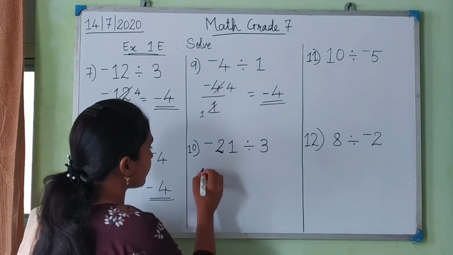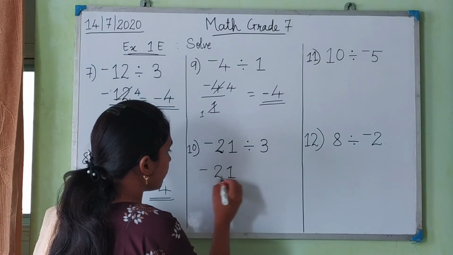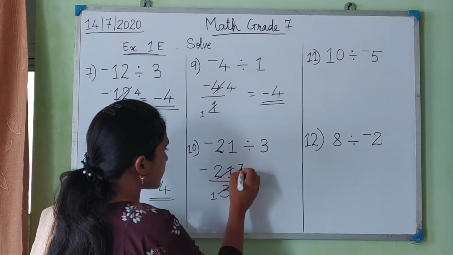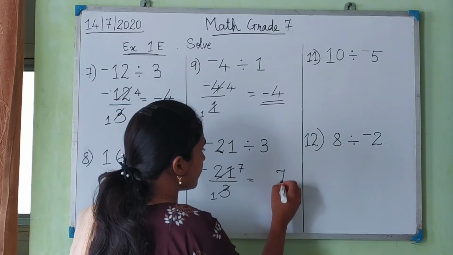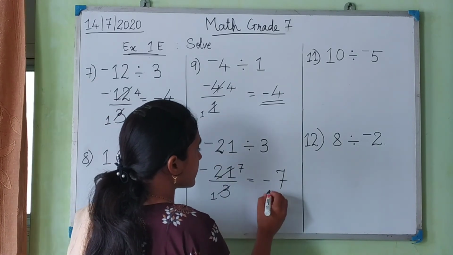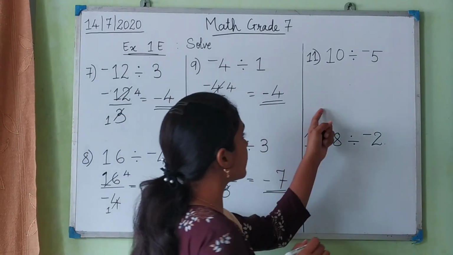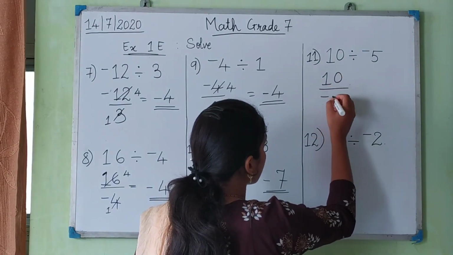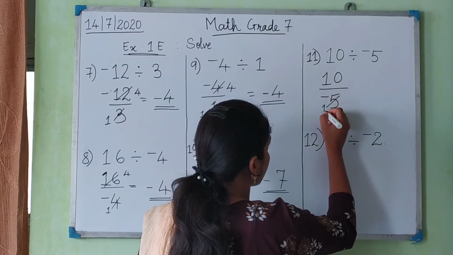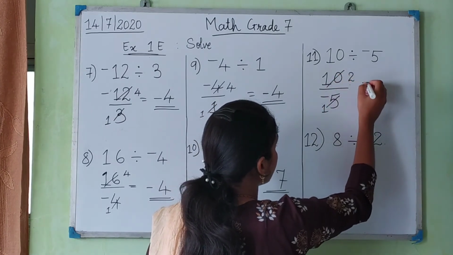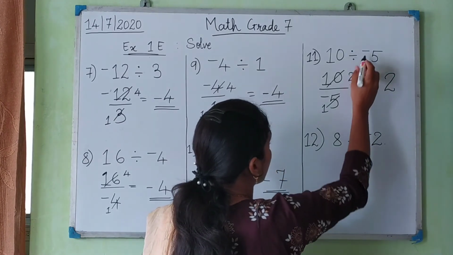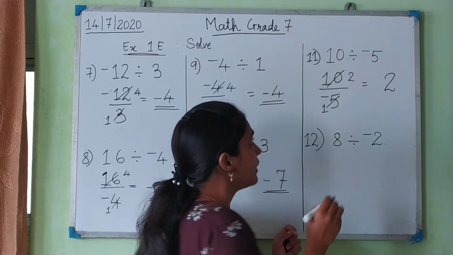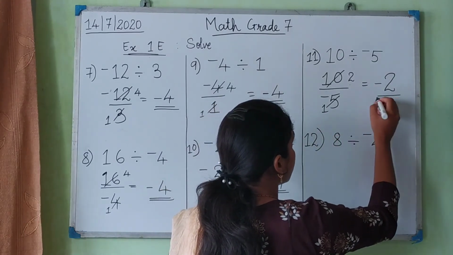Now the next, minus 21 divided by 3. 3 ones are 3, 3 sevens are 21. So the answer is 7, and one number is negative, so the answer is negative. Now the next, 10 divided by minus 5. So 5 ones are 5, 5 twos are 10. So the answer is 2. And one number is negative, the denominator. Even if the denominator is negative, the answer will be negative. So this answer is also negative.